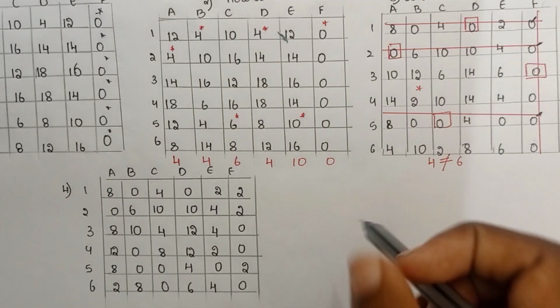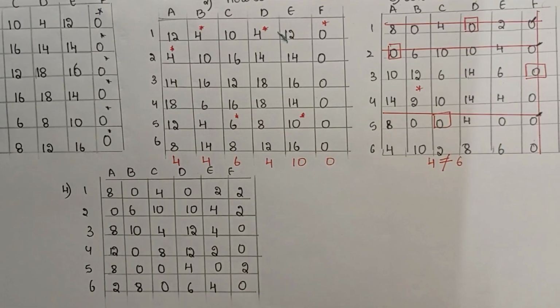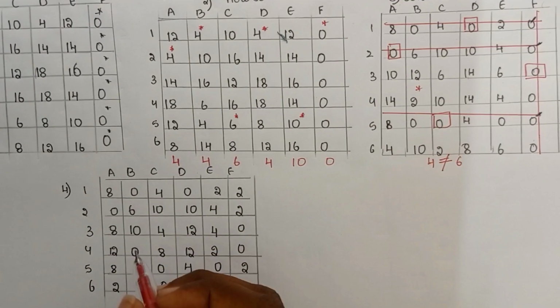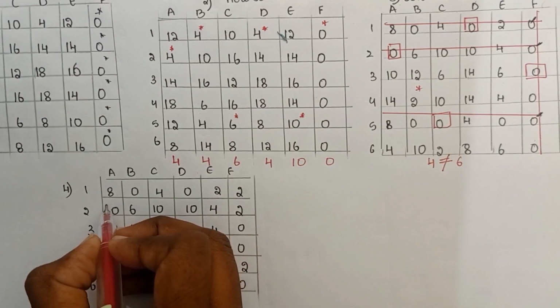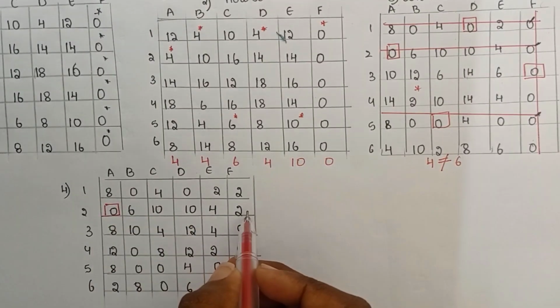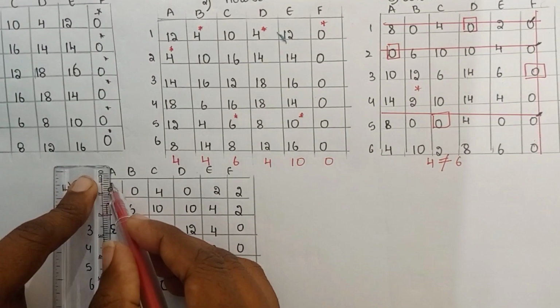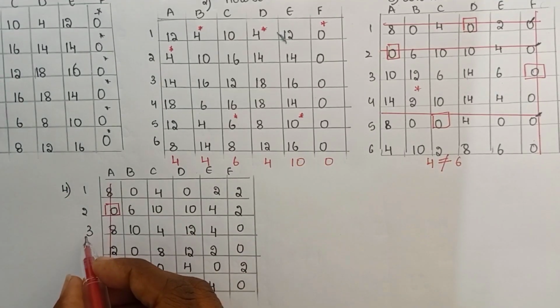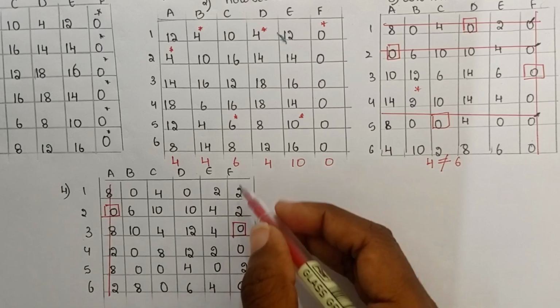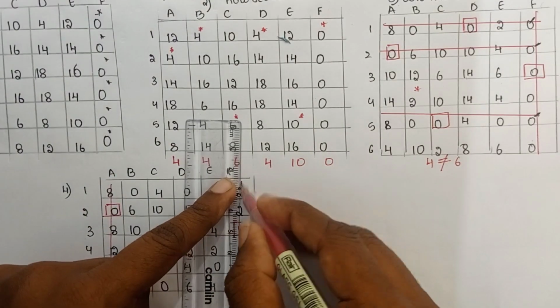So now again we have to do the row and column scanning. So in the first row we have 2 zeros, so I will skip this. In the second row I have just 1 zero, so I will mark this 0. As I have found 0 in the row, I will strike off that particular column. So in the third row I just have 1 zero. I will mark this 0 and I will strike off that particular column.